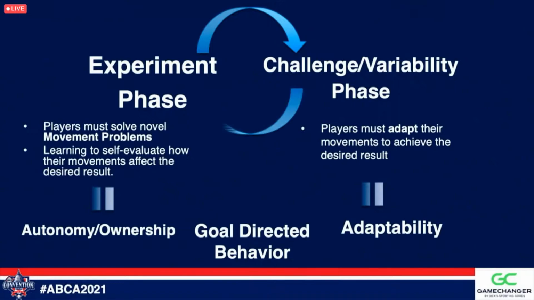And when we find a weak spot, we just go back to the experimental phase, focus on that area, really feed the failure, and let them experiment and find something new that's going to work in that area. And then they go back to challenge and variability. So they constantly are going through this cycle. And with the young guys that are pretty new to discovering some of these movements, they may cycle through this 3 or 4 times in a 15-minute session.